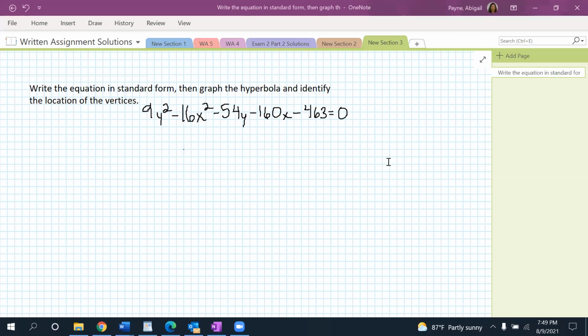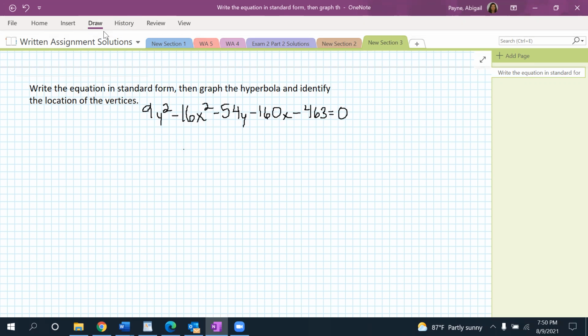Okay, I'm going ahead and recording a part of office hours where I was going to answer a question that was emailed to me. This is in the 8.2 homework, where you're given a messy equation that we can infer is the equation of a hyperbola, and asked to write it in standard form, graph it, and identify the vertices. So, starting with putting this equation in standard form.